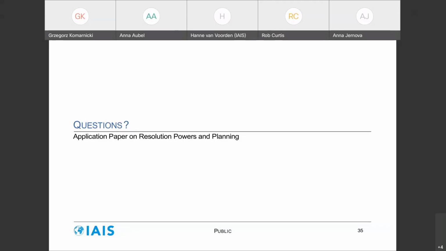Okay. I've got a question from Alistair Campbell asking for an outline of the timeline for the Policyholder Protection Scheme issues paper.